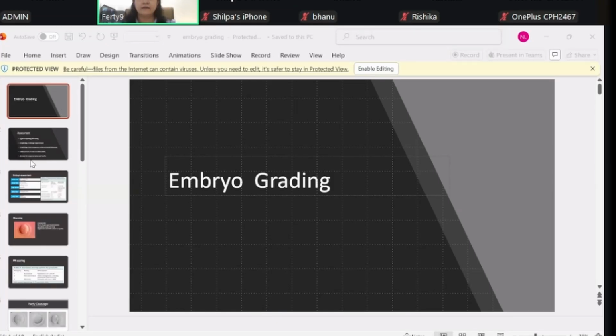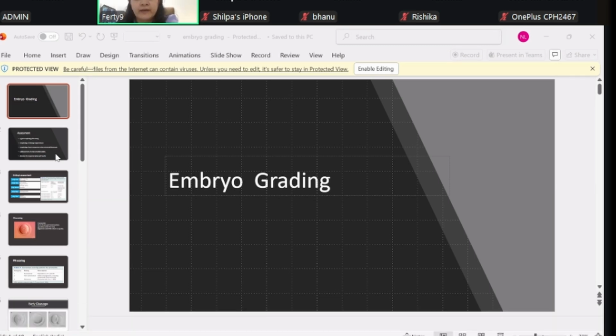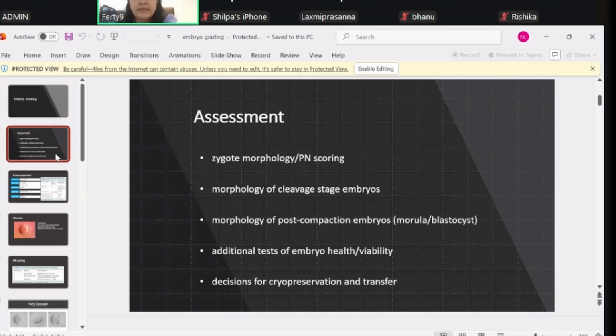So I'll be taking embryo grading. Embryo grading is the most important parameter for any IVF outcome. Depending on the embryo grades and the blastocyst grades, we will be able to predict the entire IVF cycle treatment outcome, everything. How it is done and when it is done, we will be able to see in these slides. So assessment is usually done with the zygote morphology or PN scoring.